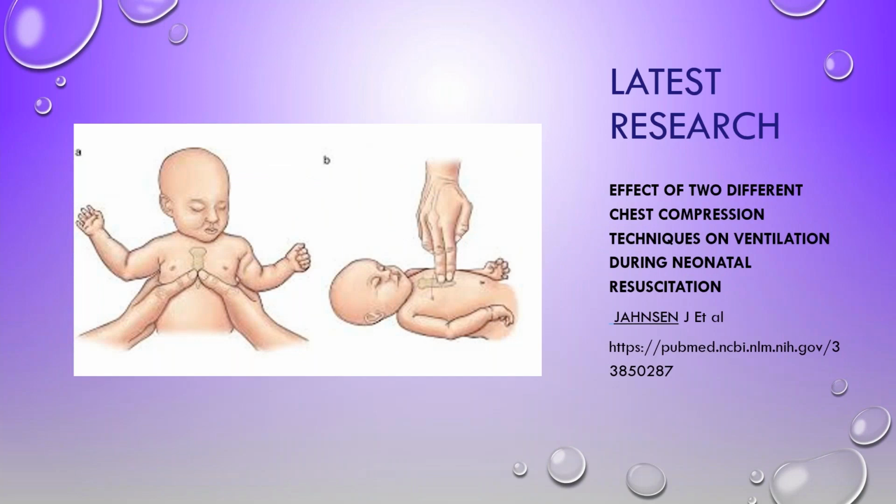A new article was published at the end of April. The article is on PubMed, and the title is The Effect of Two Different Chest Compression Techniques on Ventilation During Resuscitation, done by Joanna Jensen out of Norway. And what they have found is that in actual fact, the two-finger method and not the two-thumb method is more appropriate.